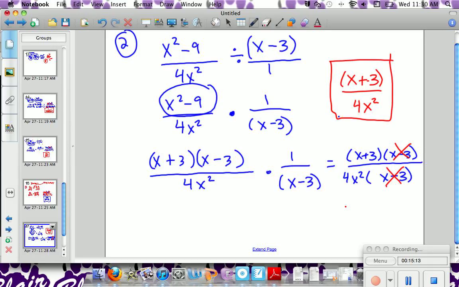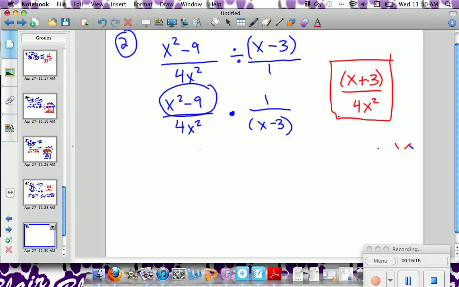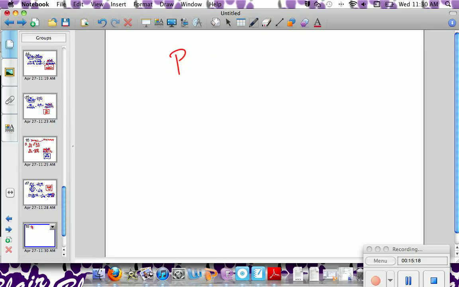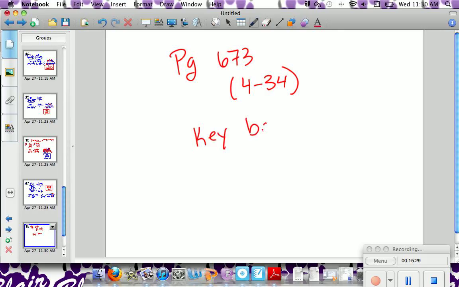All right, your homework assignment for next time is page 673, 4 through 34. Bookwork, you're going to do all of them. The key is on the board. If you want to check as you go, odds are in the back of the book.